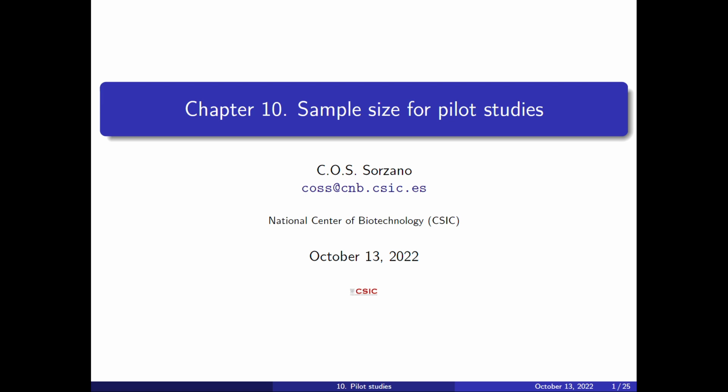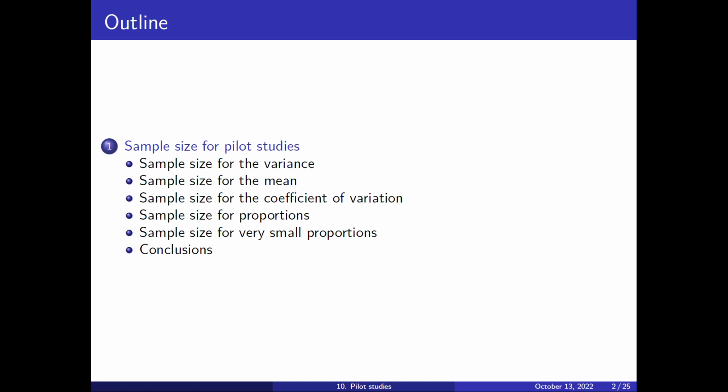The treatment groups are not so well characterized. Typically what you are doing is new, but in terms of variability and kind of response, probably they are not extremely far from the response of the normal control counterparts. Okay, so let's see the calculation of this sample size in a number of situations. We will study variance, mean, coefficient of variation, that is a mixture of the two, proportions, and very small proportions.